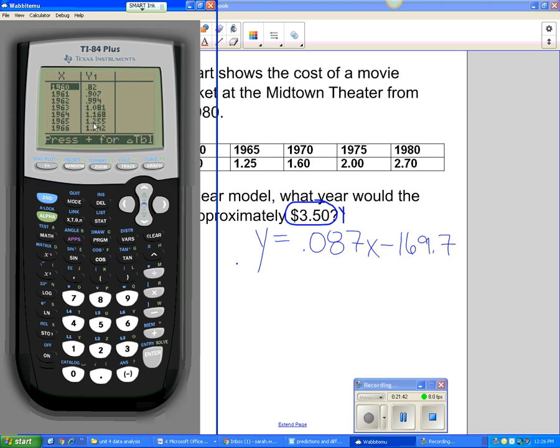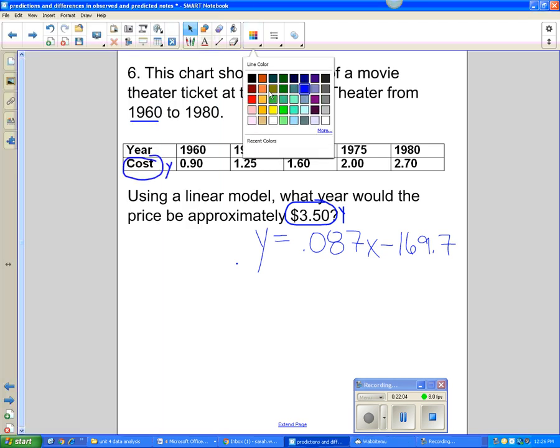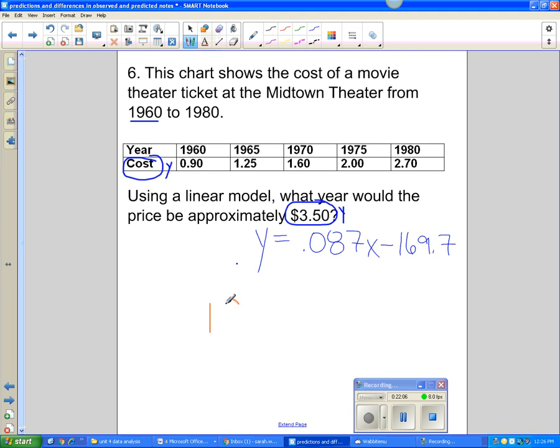Okay, good. Those numbers look a lot better. And we're looking for $3.50 in the Y column. So up and down. So $3.50. So that happens in 1991. 1991 is your answer. Right?